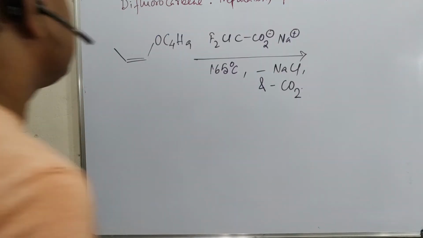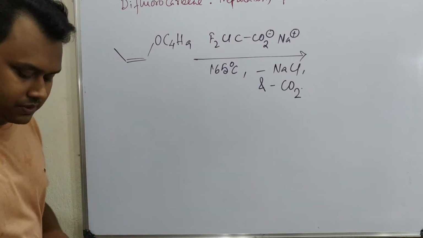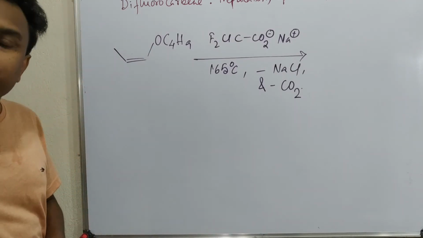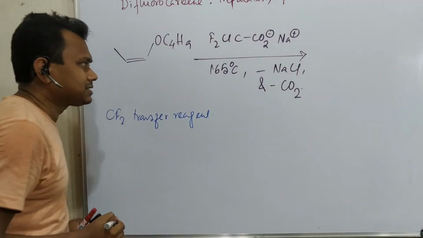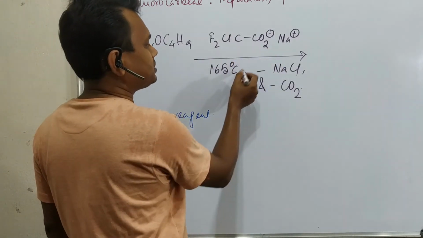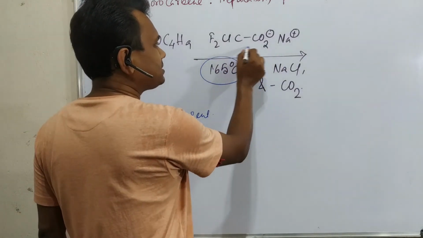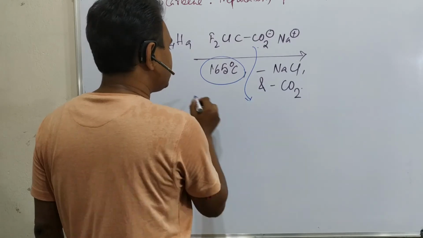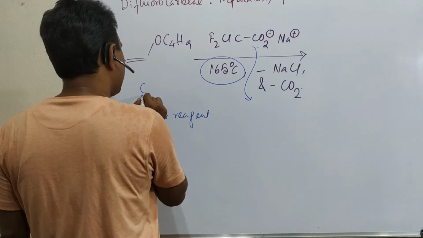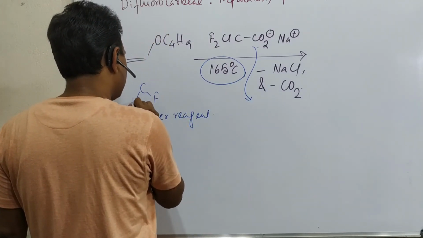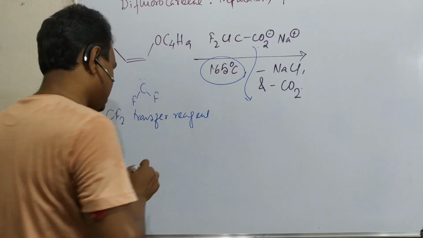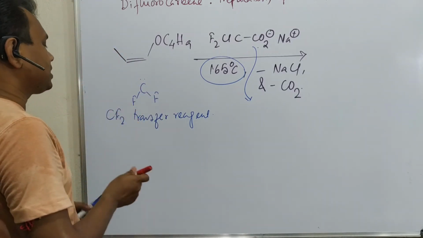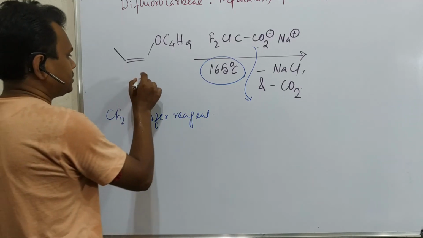Now you can see this example, or application, or use, whatever you say. It is actually a CF2 transfer reagent. What do I mean by this statement? See, under the condition you have just studied, at this temperature of about 165 degrees, it produces this CF2. And by the way, I have already discussed the Simmons-Smith reaction and carbene addition to double bonds. You may visit for further learning.